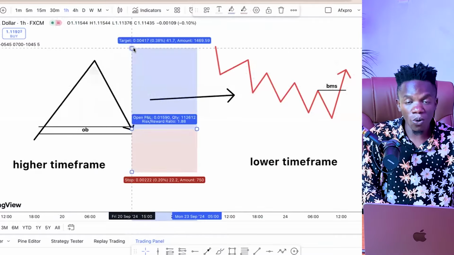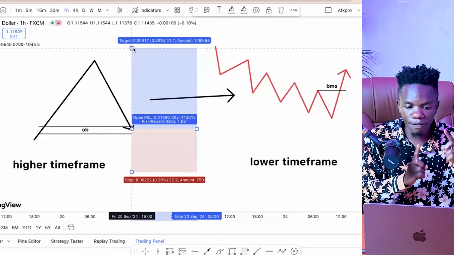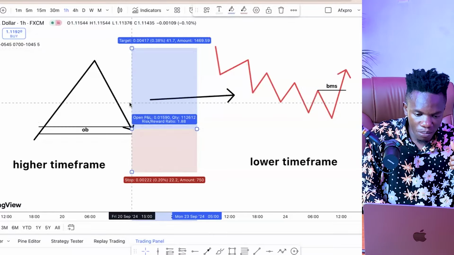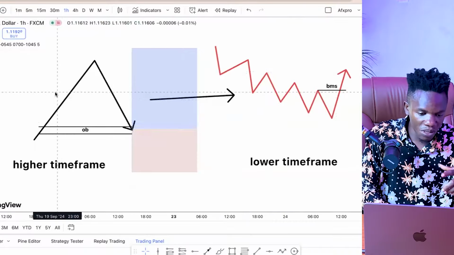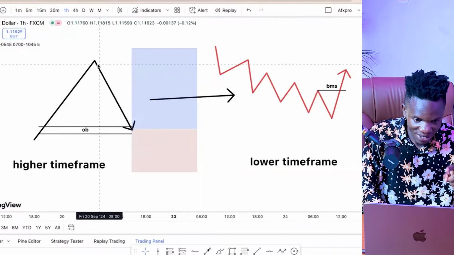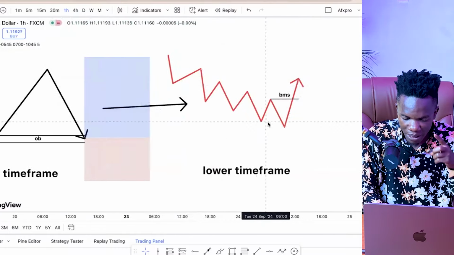Now you know, of course, I've even taught you on this YouTube channel that it is a very wise thing to wait for confirmation before you take your trade. So at this point we are monitoring the movement on a lower time frame. Let's assume this is the 1 hour time frame. Then we are monitoring this price action, this retracement here. So let's assume this one is the 5 minute time frame.